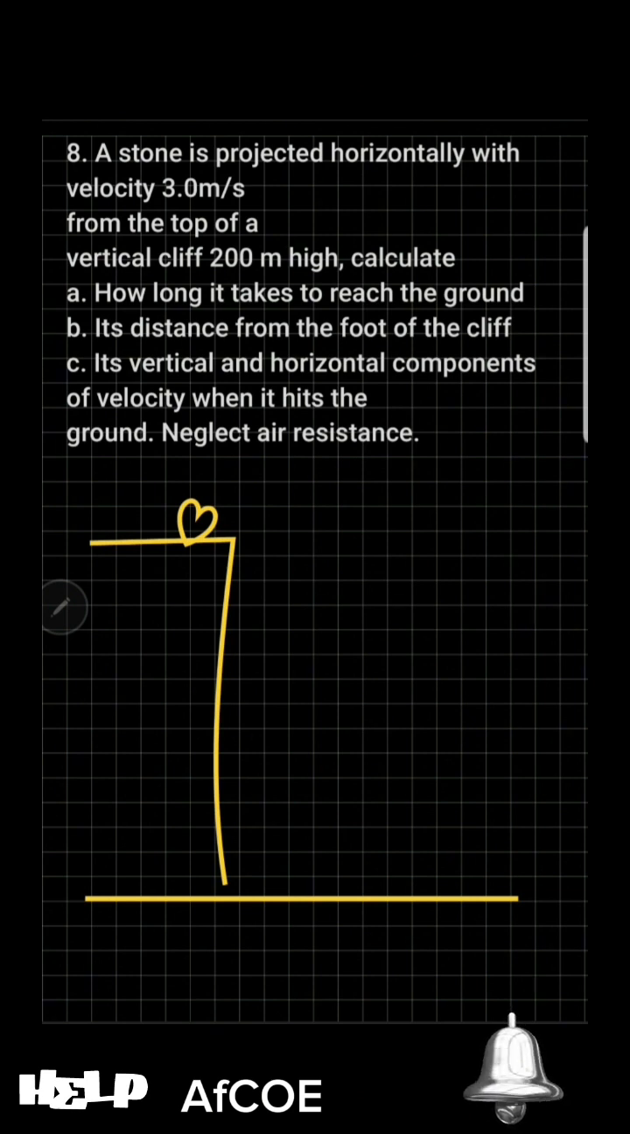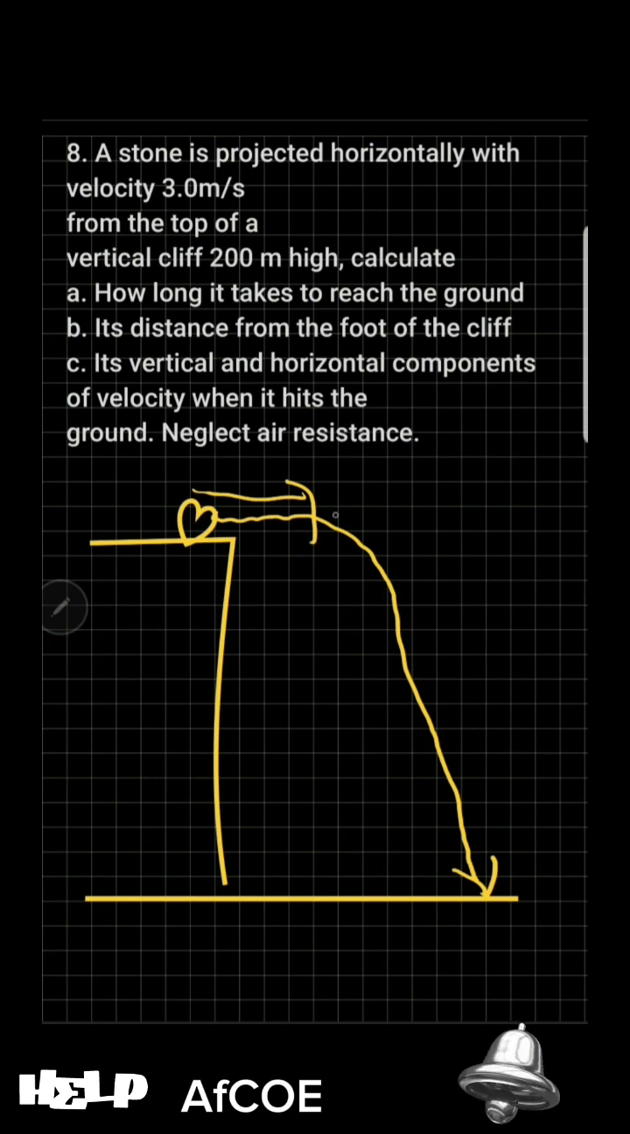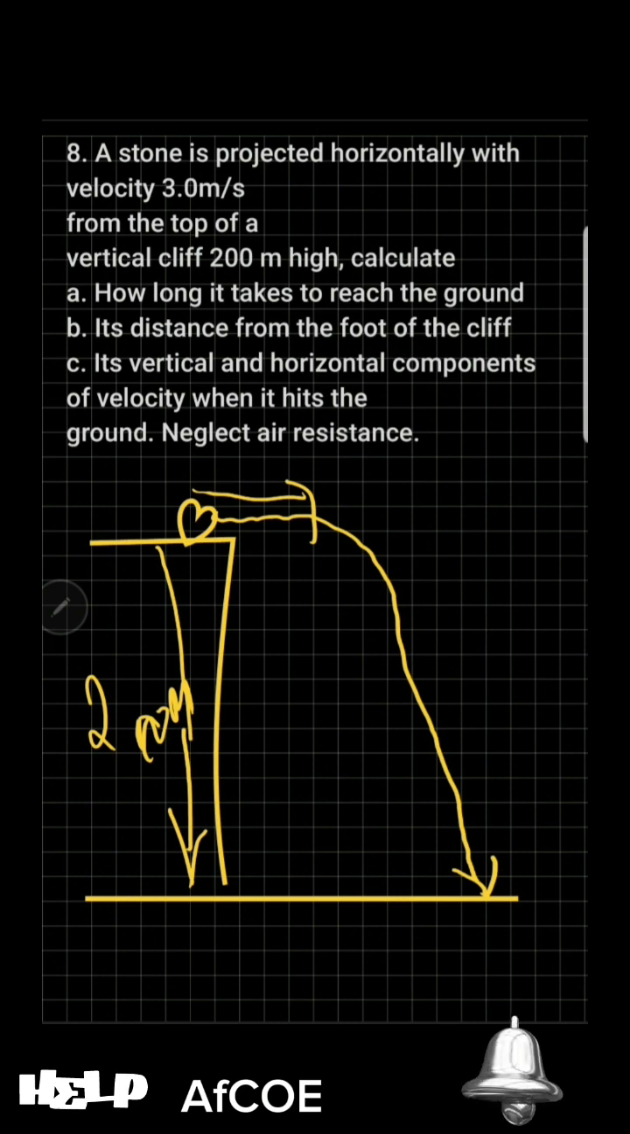Let us say that's the ball. The ball is being projected horizontally to the ground. This is the situation that we have here, in which the ball will move through the x direction until it falls. This is the height of the cliff, so the first thing is the height of the cliff.